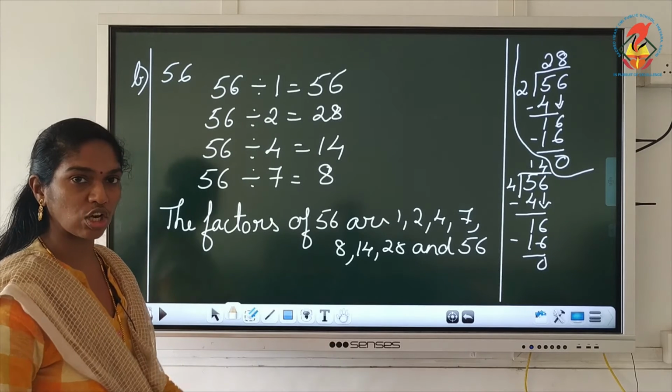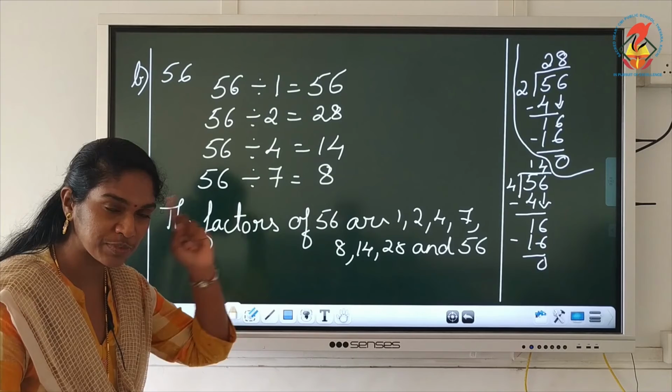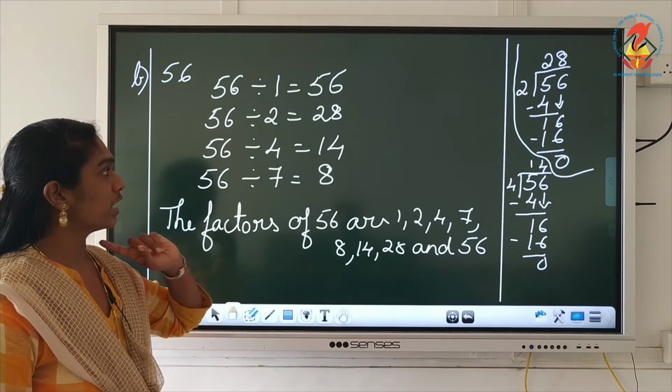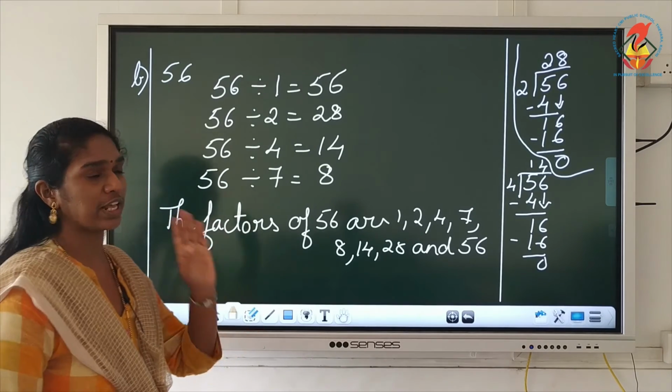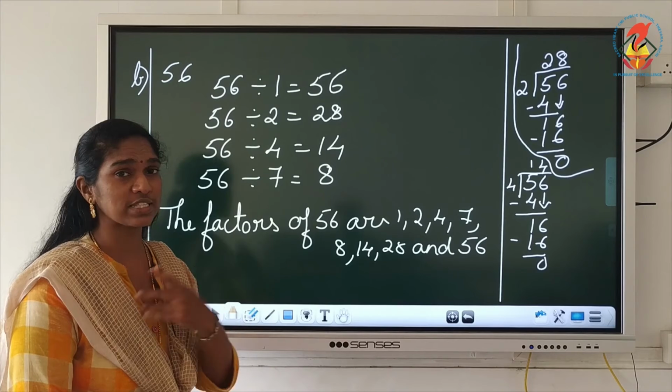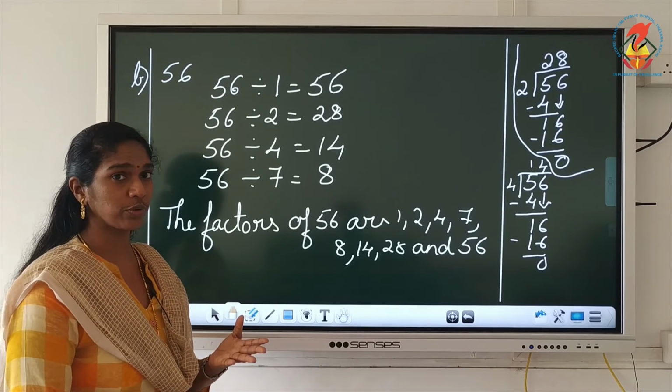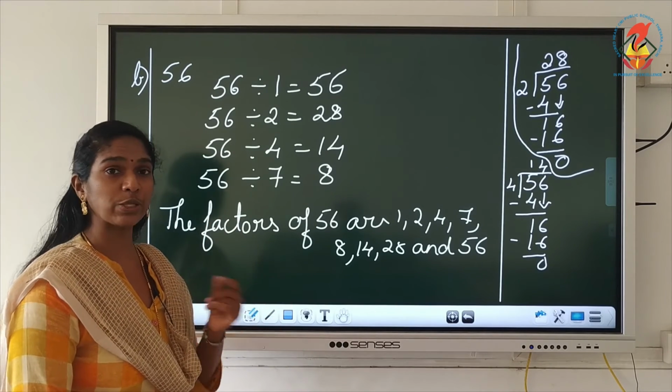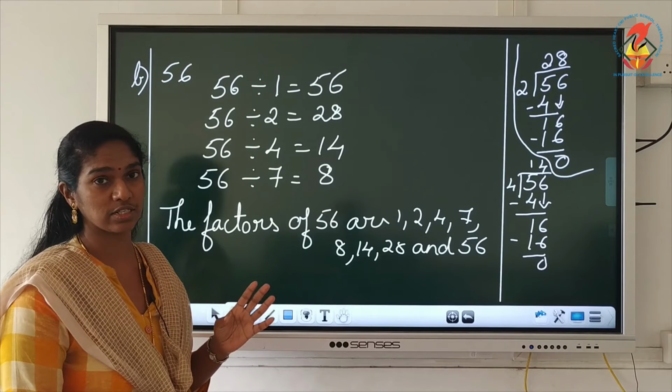Understood, children? Here also, starting from 1, you have to keep checking every number. If it is an even number, surely it will be there in 2's table. But then 4, 6 and 8 and all, you have to find out. Okay. Then if it's not an even number, then you don't have to check 2, 4, 6 and 8.